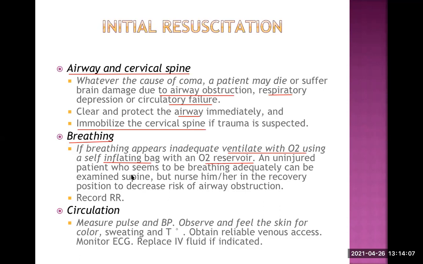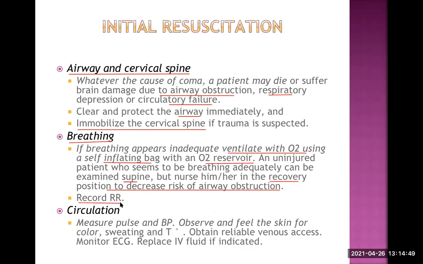An uninjured patient who seems to be breathing adequately can be examined supine, but nurse him or her in recovery position to decrease the risk of airway obstruction. We have studied this just now. Just put the patient in the recovery position. Okay, if there is not much injury to the patient, if cervical spine is already immobilized, then we can keep the patient like that. One advantage is there is no risk of aspiration, and another advantage is the tongue cannot fall back and block the airway.